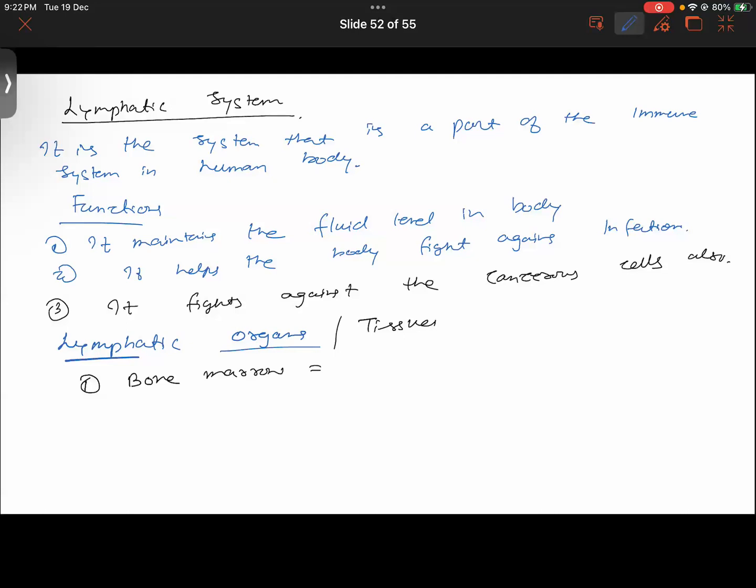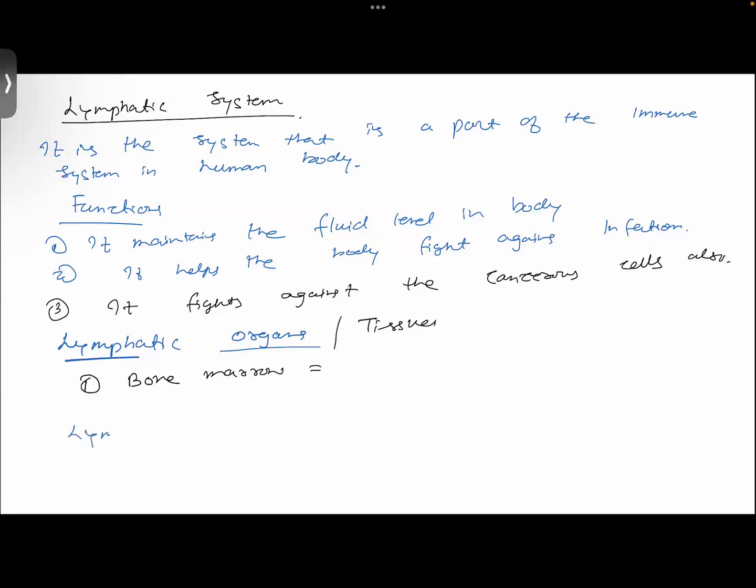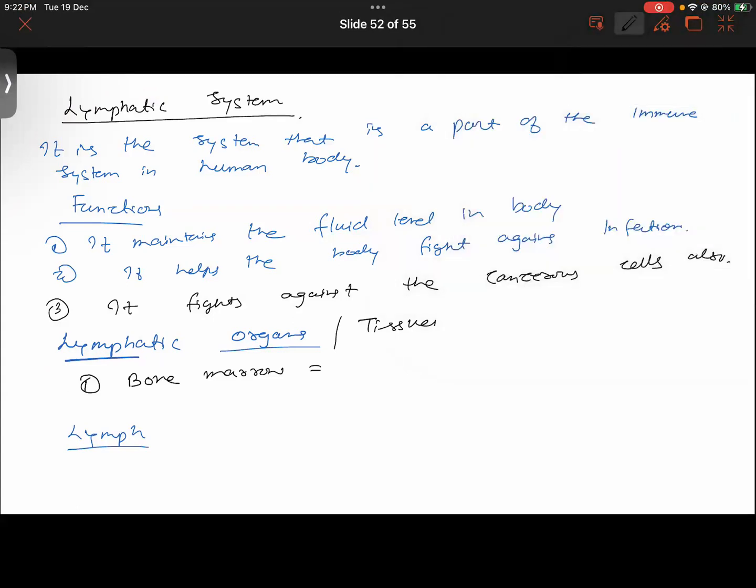All right, now. In this lymphatic system, our main focus will be related to the lymph. From the lymph, the lymphatic system is derived. And lymph is what? Lymph is basically a colorless fluid. This colorless fluid consists of some amount of plasma, fewer white blood cells, and some amount of platelets also, right?